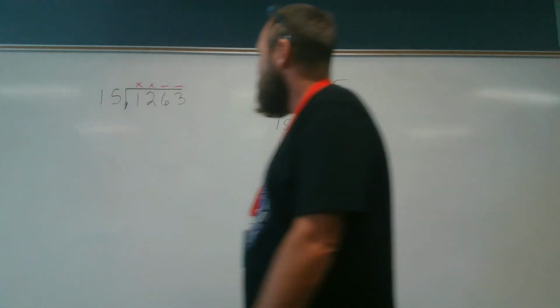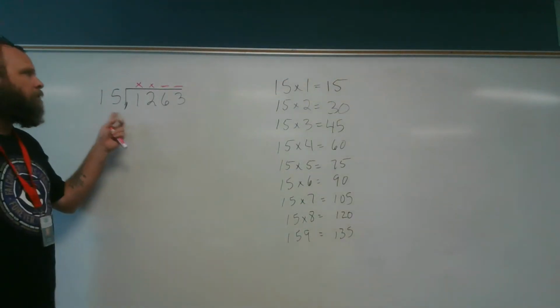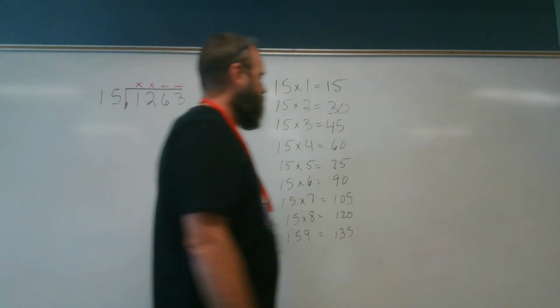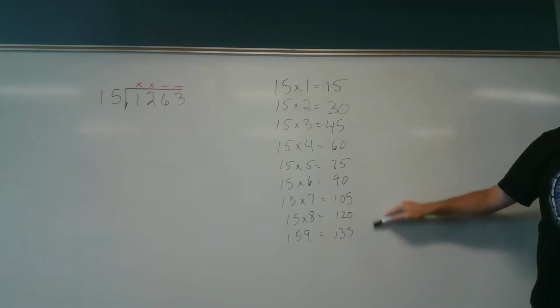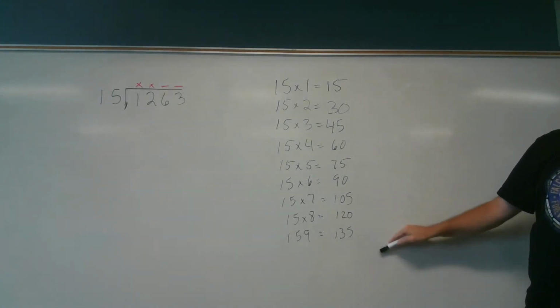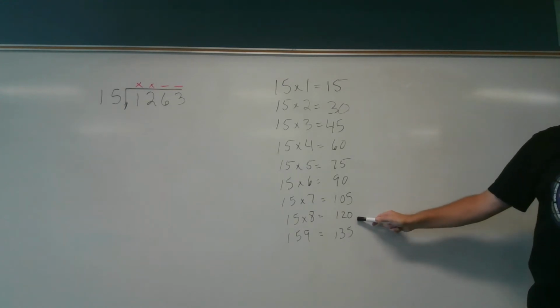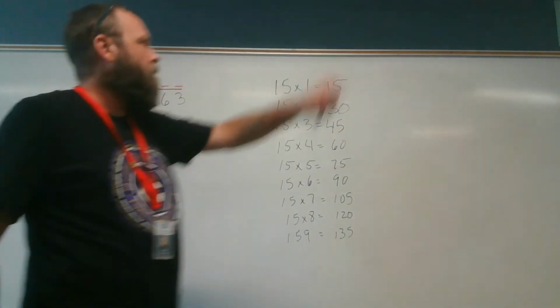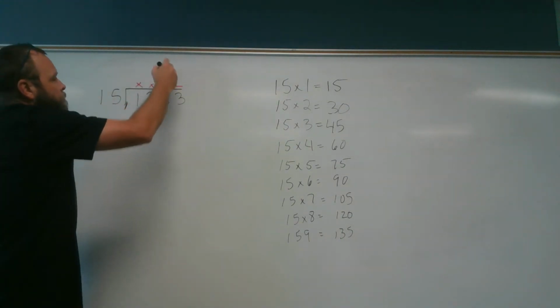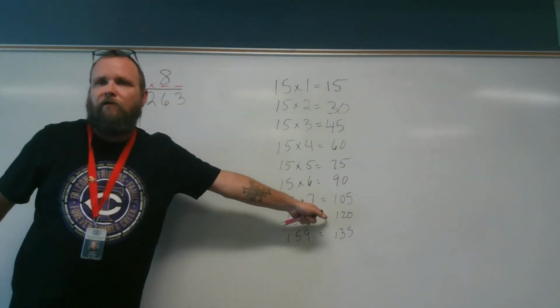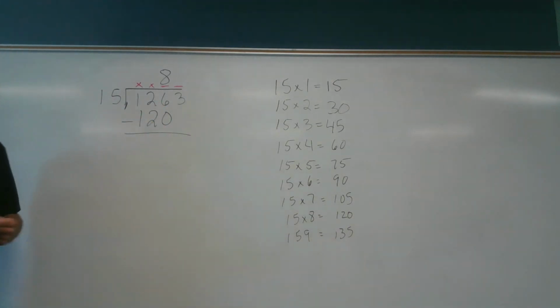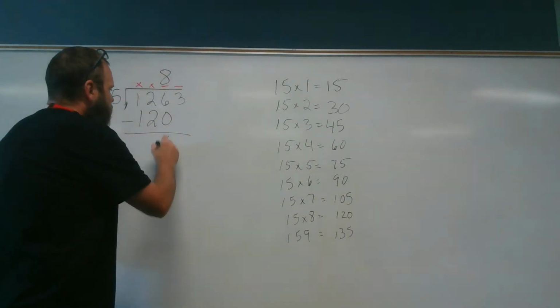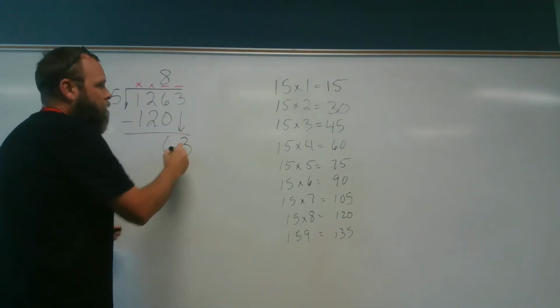So yeah. All right, so Bassett, I'm taking 15 into 126. I go over here and I look at my list of multiples. I want to find the one closest to 126 without going over, and it is? 8, because 15 times 8 is 120. So I have 8. I don't even have to do the math because I've already done it. 8 times 15 is 120. Subtract: 126 minus 120 is what, Bassett? 6. Good. Then I bring down my next number, which is 3.